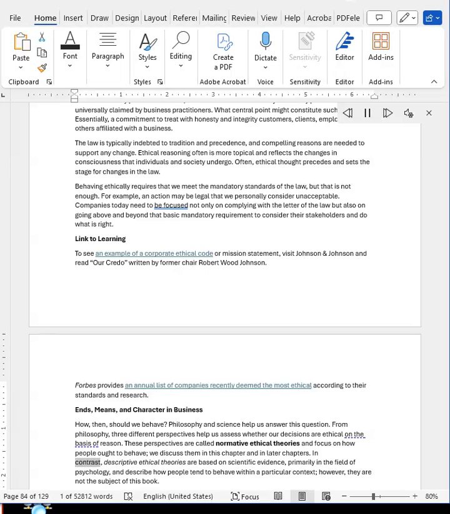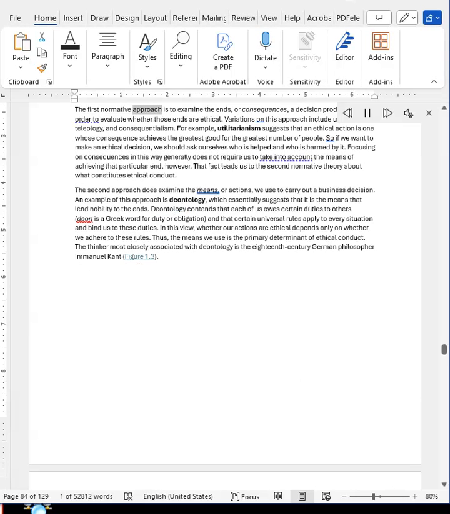In contrast, descriptive ethical theories are based on scientific evidence, primarily in the field of psychology, and describe how people tend to behave within a particular context. However, they are not the subject of this book.